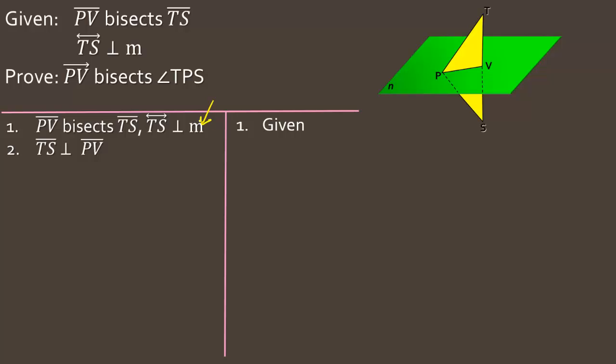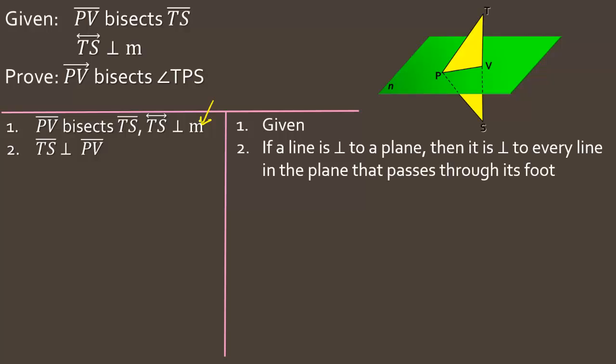So we're going to say that segment TS is perpendicular to segment PV, and that's because of the theorem we just learned about. If a line is perpendicular to a plane, then it is perpendicular to every line in the plane that passes through its foot.